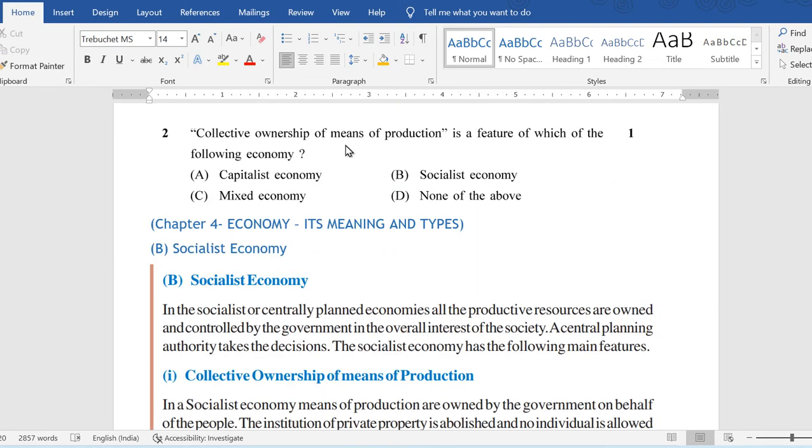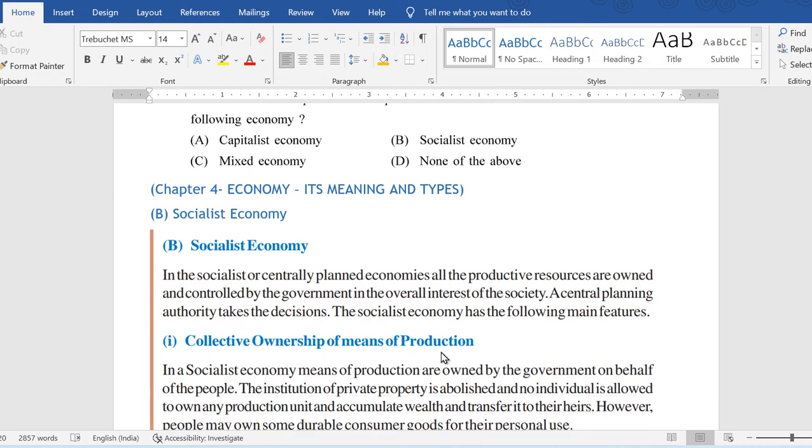The next question, collective ownership of means of production is a feature of which of the following economy? Capitalist economy, socialist economy, mixed economy, or none of the above? This question is from chapter 4, that is economy, its meaning and its types. The correct answer is B, that is socialist economy, because it is in the socialist economy that we have collective ownership of means of production.